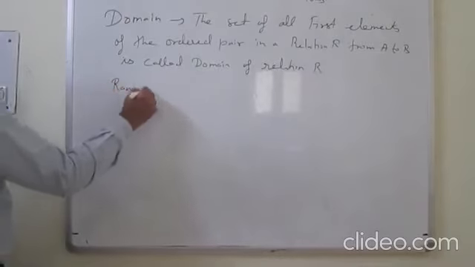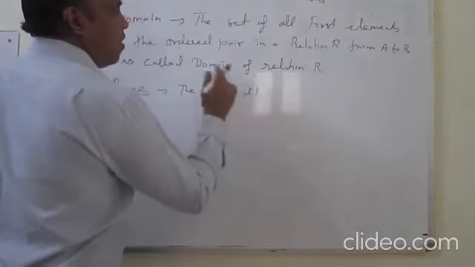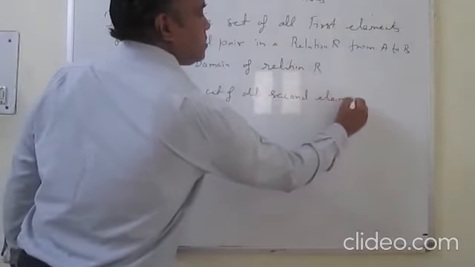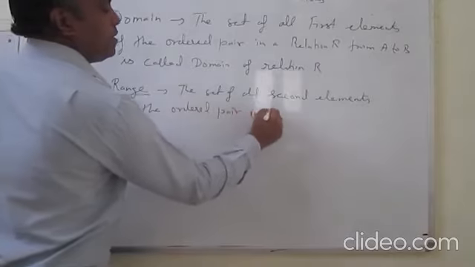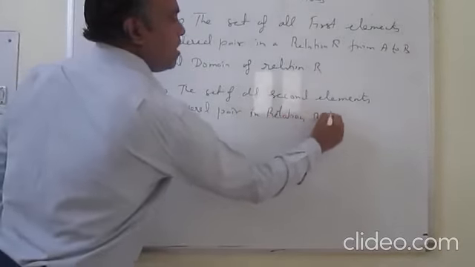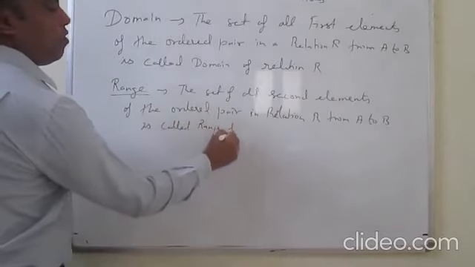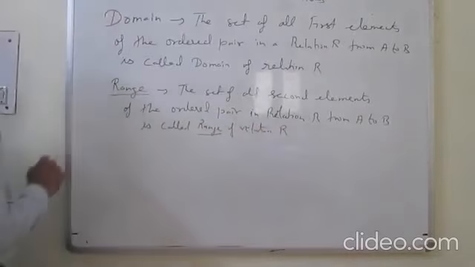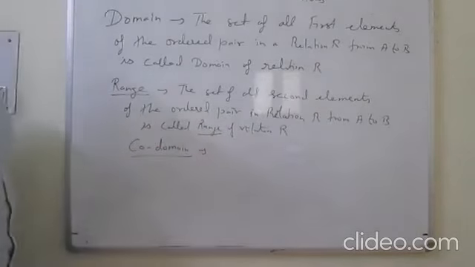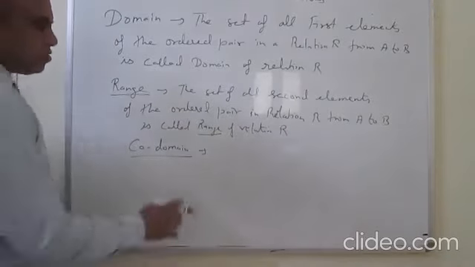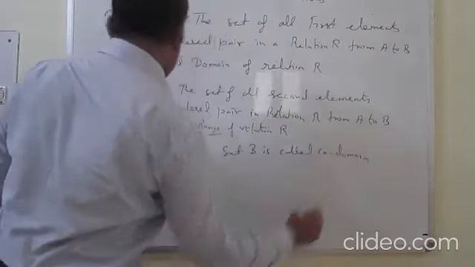Now what is range? The set of all second elements of the ordered pairs in a relation R from A to B is called the range of relation R. Now, what is codomain? The whole set B is called the codomain.